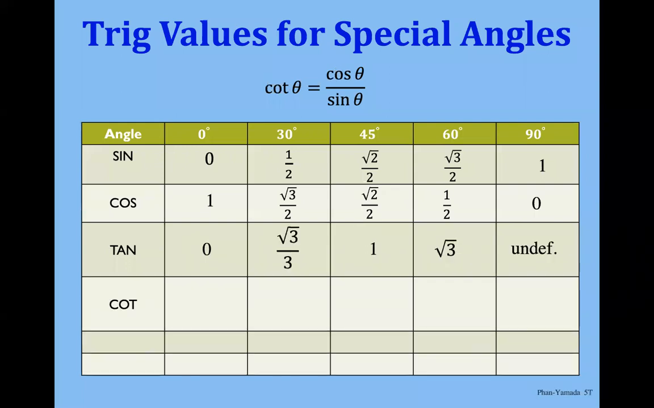Cotangent, guess what? It's the same thing as cosine. You just copy tangent in reverse order. So undefined, radical 3, 1, radical 3 over 3, then 0.